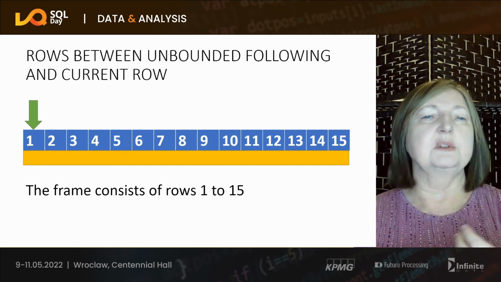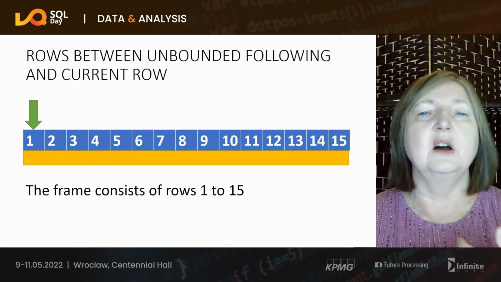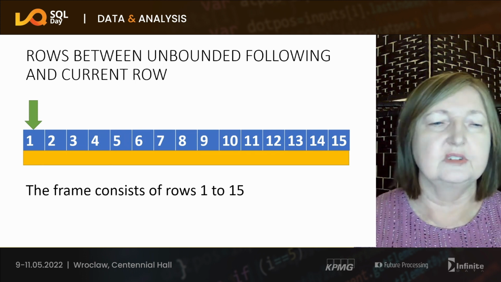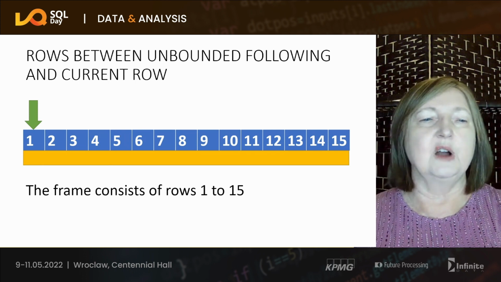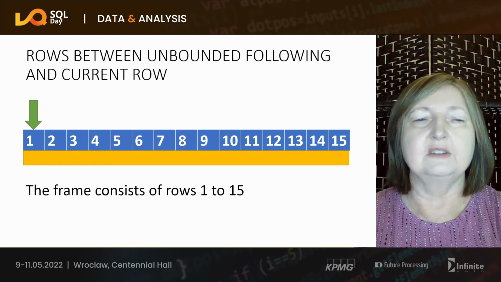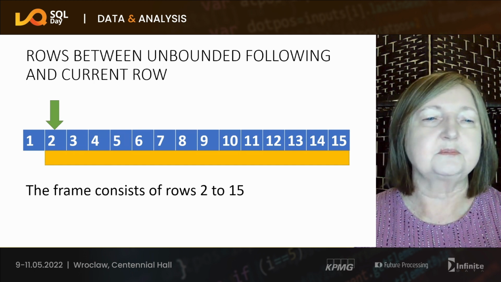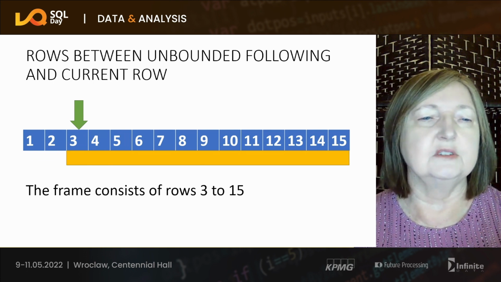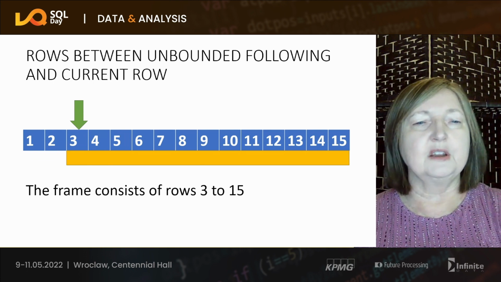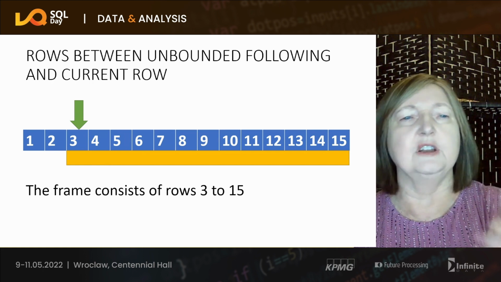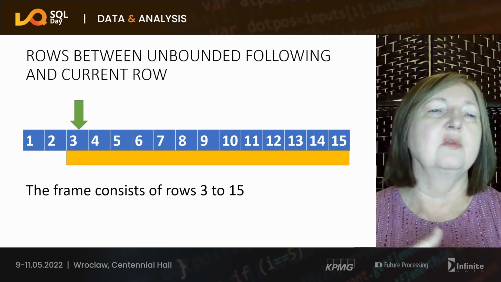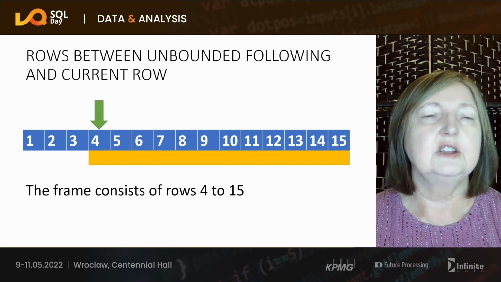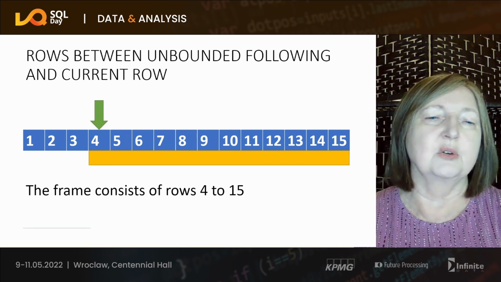So another example is rows between current row and unbounded following. This is the opposite direction. So at this point, if I'm on row 1, I'm looking at rows 1 to 15. If I'm on row 2, I'm looking at 2 to 15. If I'm on row 3, looking at 3 to 15. So this is the opposite of what I showed before. You could use this to do a reverse running total.